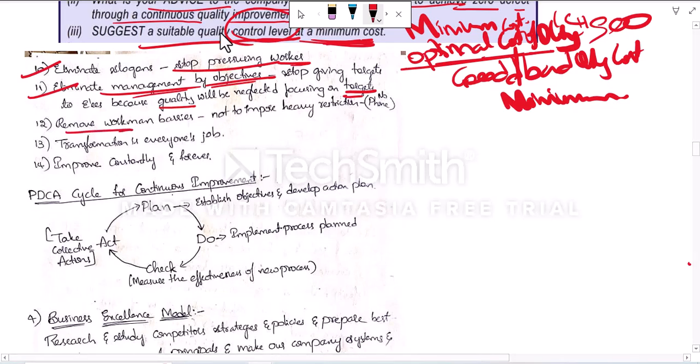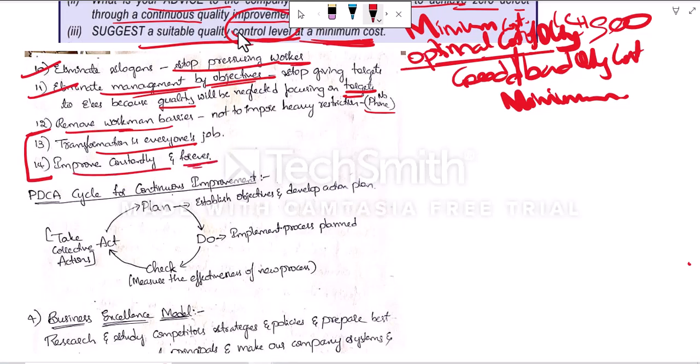Remove the workmanship barriers, meaning we should not keep heavy restrictions like not to use the phone, not to talk during company hours, not to go on break and all that. Transformation: these two are related to constant improvement. Transformation is everyone's job, everyone should participate in it, everyone should convert their job opportunities and improve constantly and forever.